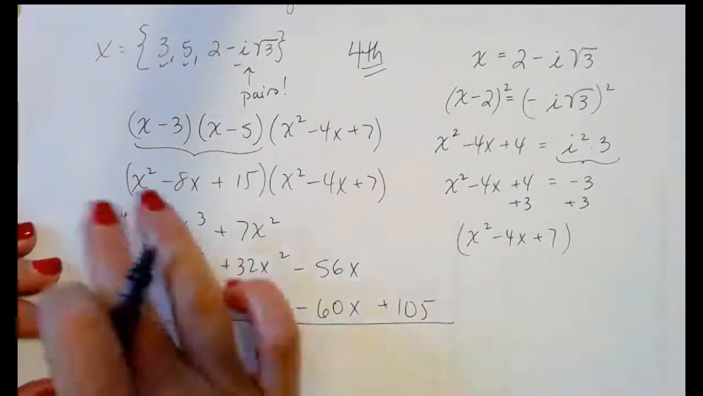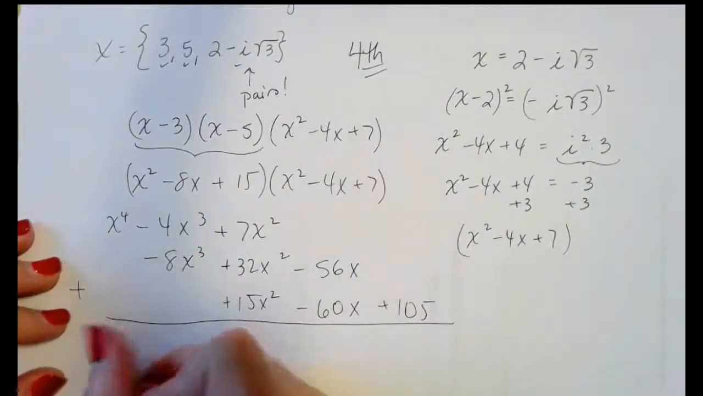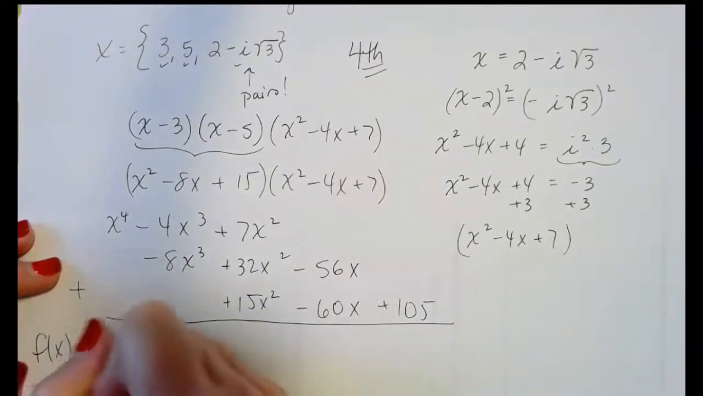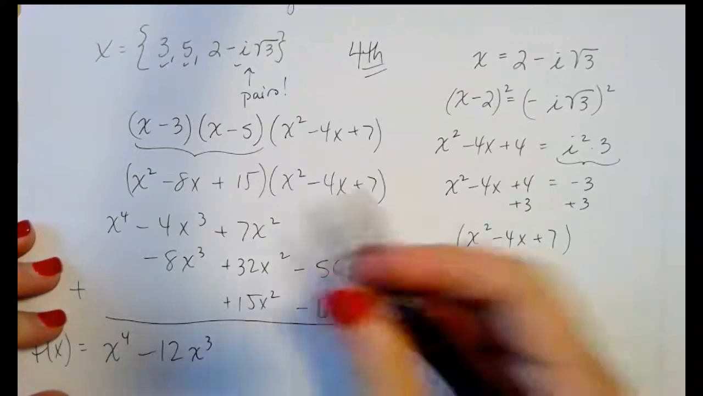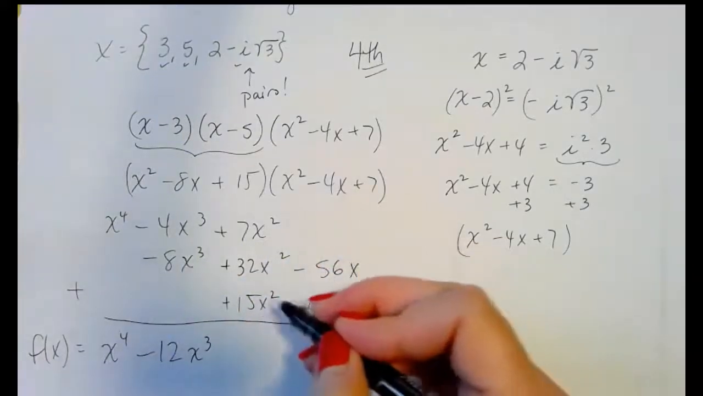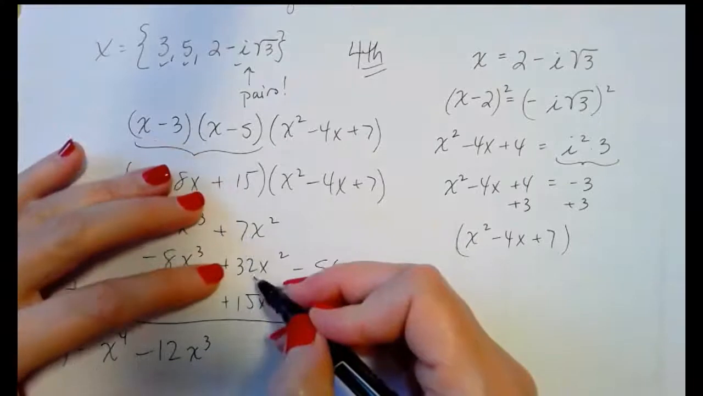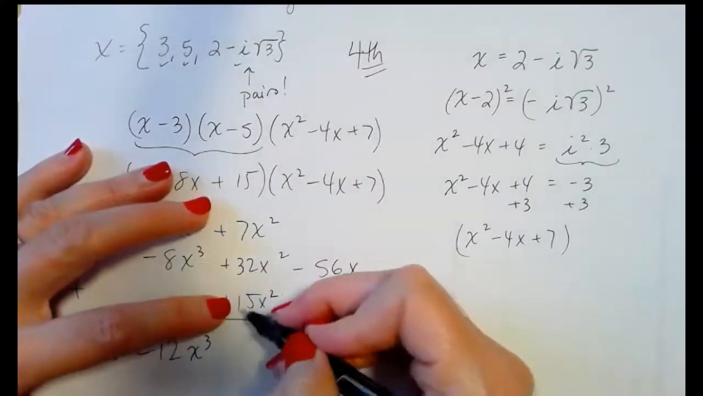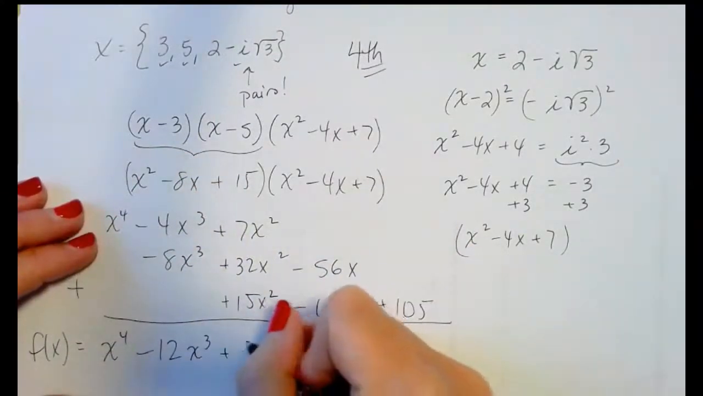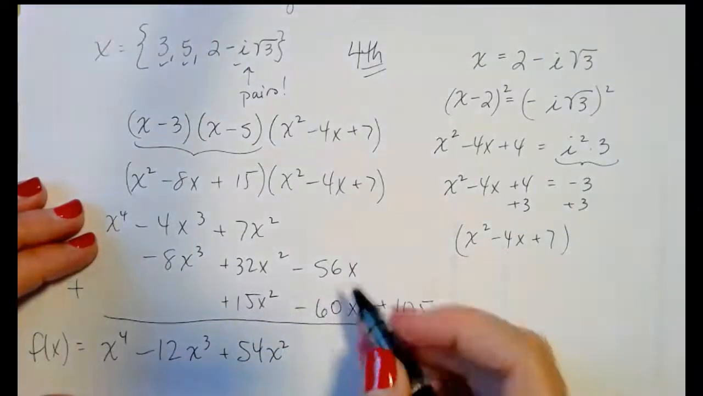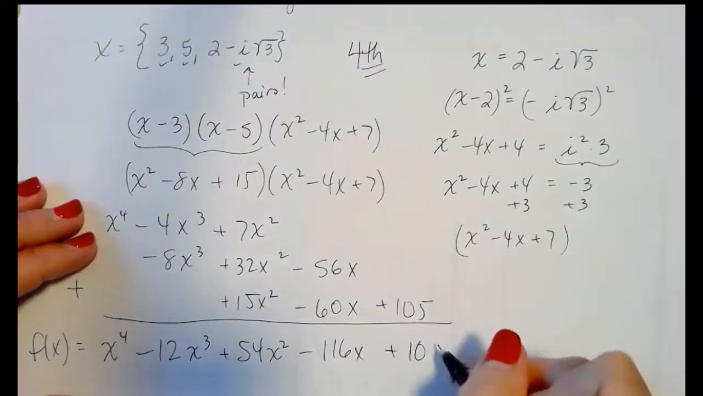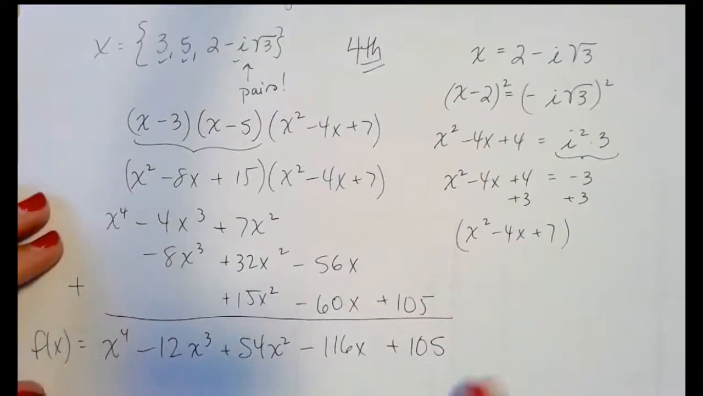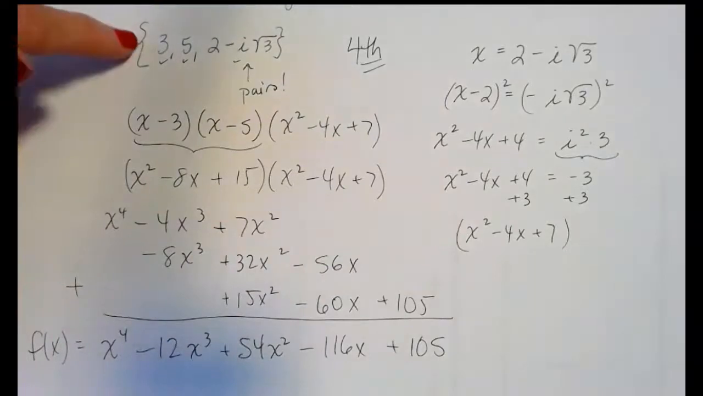Add all of our columns, and we get our polynomial that is our answer. So x to the 4th minus 12x cubed, excuse me, 7 plus 32 is 39 plus 15 is 54x squared minus 116x plus 105. This is a polynomial of least degree that has these particular given zeros.